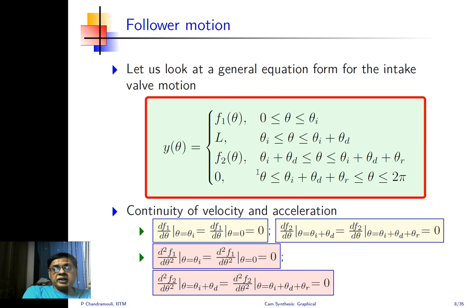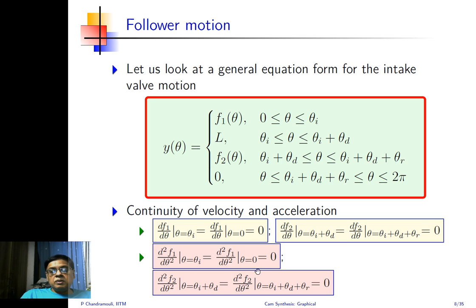Okay. The continuity of velocity and acceleration is imposed by asking that df1 by d theta, for this function f1 that I have, at both theta equal to 0 and theta equal to theta I should be 0. That ensures continuous velocity. Similarly, if I look at the second function, this is the continuity of velocity during rise, and this is the continuity of velocity during return. So we impose that. So at 0 and theta I, that is the beginning and end of the rise, velocity should be 0, and at the beginning and end of return velocity should be 0. Those 4 points we are demanding that.